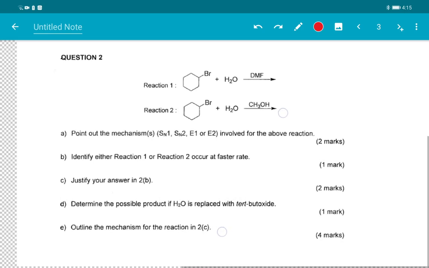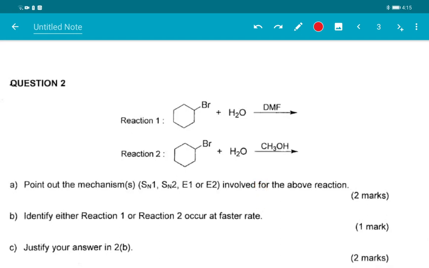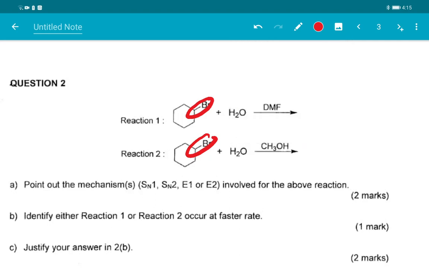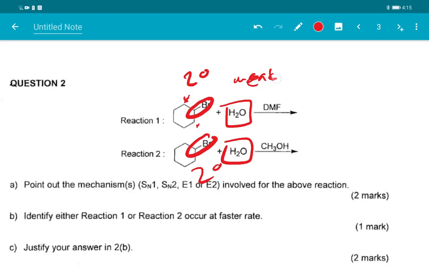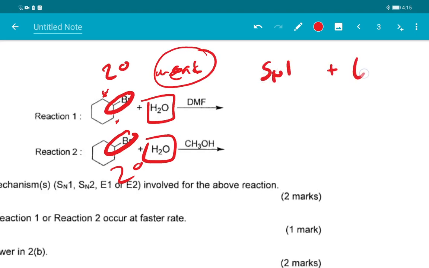And finally, let's take a look at this last question for discussion. Before we even take a look at the question, let's take a look at the diagram. You are given, in both cases, reaction 1 and reaction 2. Both of them are using the same compound, which is a secondary halide, because the carbon is attached to 2 carbons. So this will be secondary, yang bawah ni pun secondary, and both of them are using water. Water will be considered as a weak nucleophile. So we have secondary, and the keyword here is weak, meaning that we are looking for the SN1 plus E1 product. We're not going to opt for SN2 or E2 because they require a strong nucleophile.